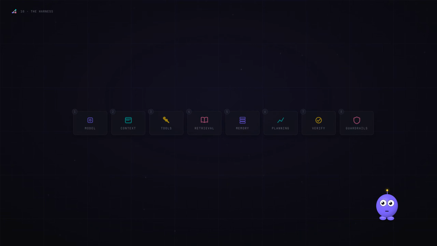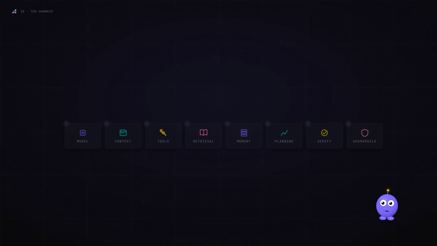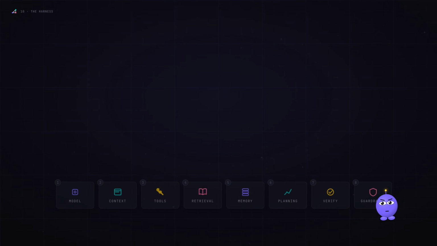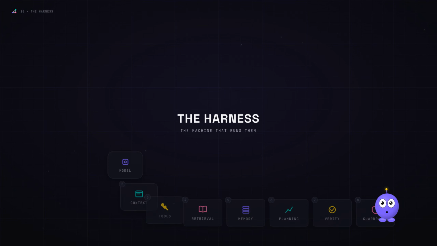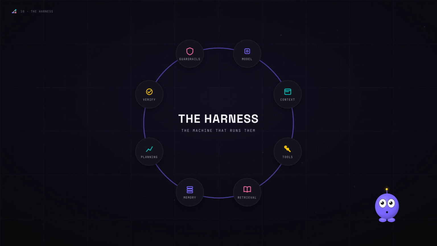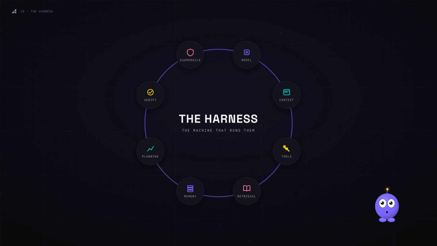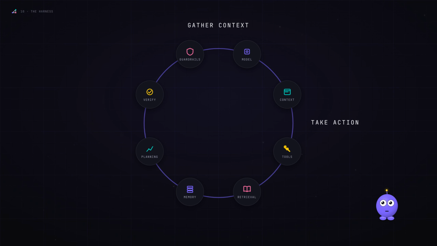Because here's the thing, everything we just built is still a pile of parts. A brain, a window, hands, an open book, a notebook, a map, a checker, brakes. Lay them on a bench, and nothing happens. What's missing is the machine that runs them. And that machine is called the harness. It's the part almost nobody talks about. And it's a loop short enough to say in one breath: gather context, take action, verify, repeat.